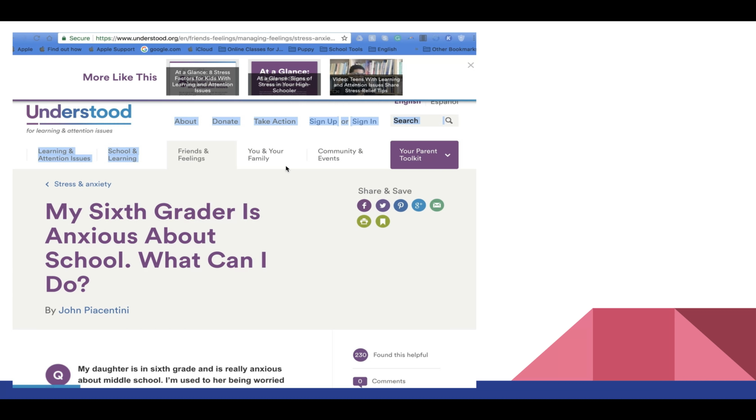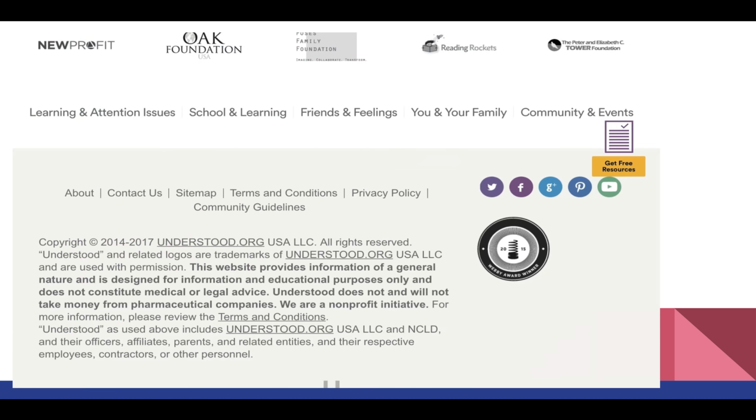Whoops, sorry. Then I'm going to look at who wrote this. And John Piacenti wrote it. And this is the title: My 6th grader is anxious about school. What can I do? And then I am looking at any other information that I can find from this part of the section. This is the very top part of the page that I want to pull for this. I can't find anything, so whoops, I go to the bottom of the page.